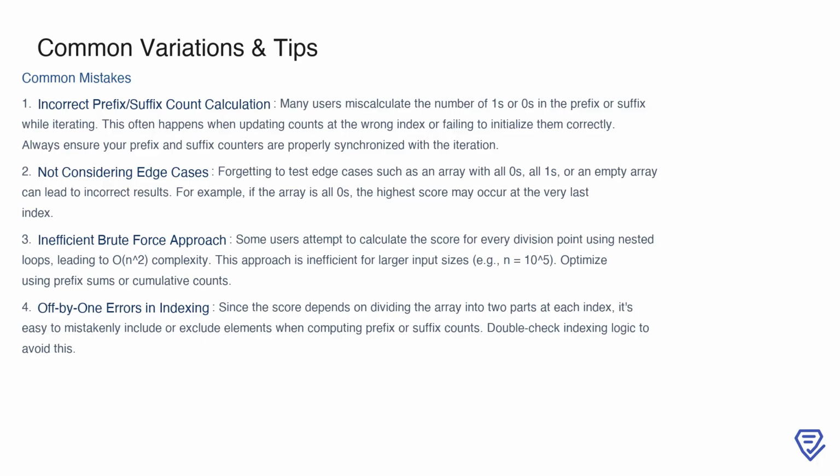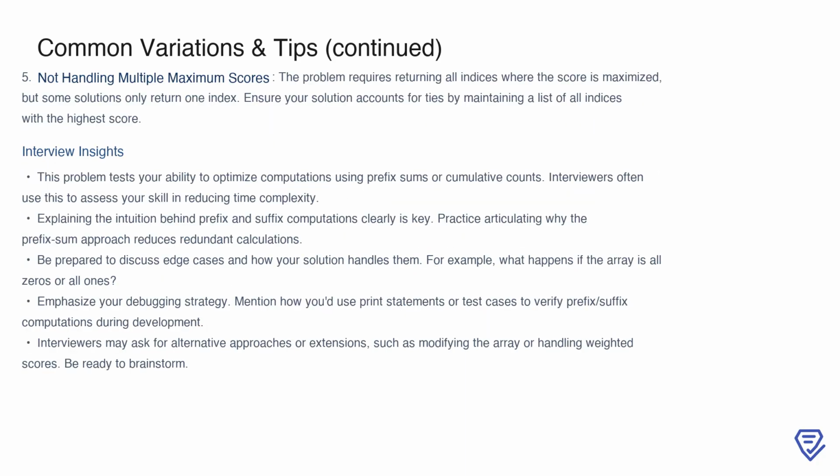Lastly, be wary of off-by-one indexing errors. Since the score requires dividing the array into two parts at each index, it's easy to accidentally include or exclude elements. Always double-check your indexing logic to avoid such issues. Another common mistake is not handling cases where multiple indices yield the maximum score. The problem explicitly requires returning all such indices, but some solutions stop after finding just one. To address this, you need to maintain a list of all indices that achieve the highest score.